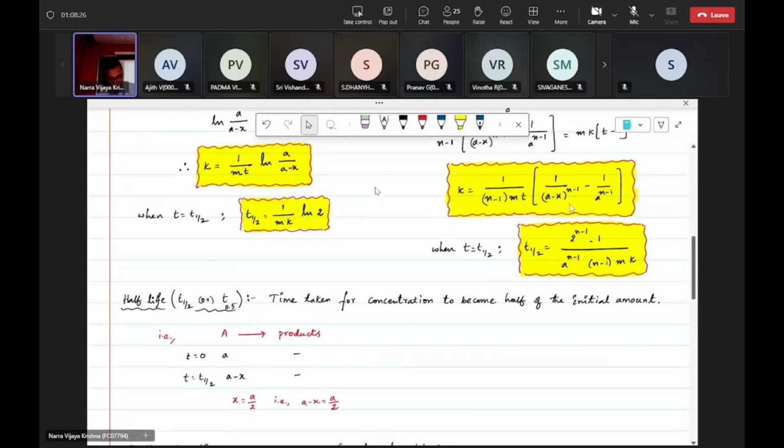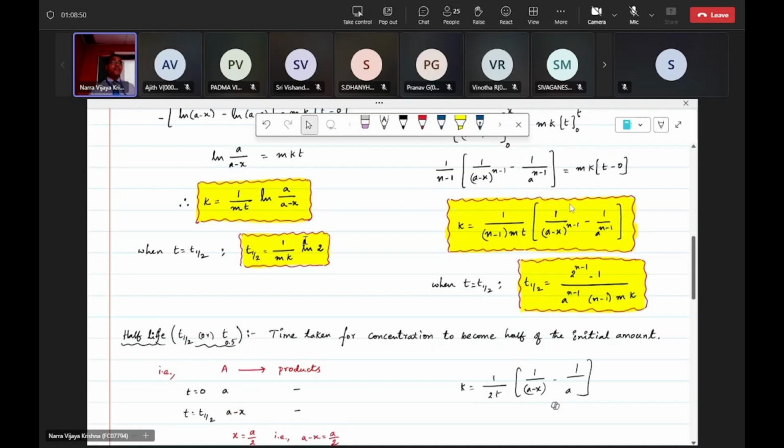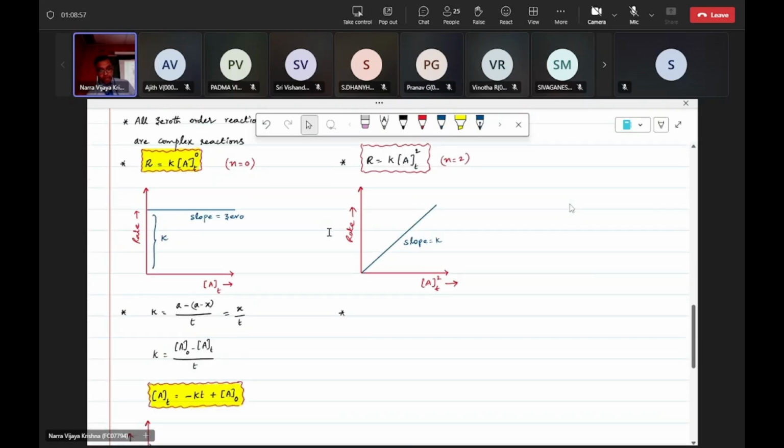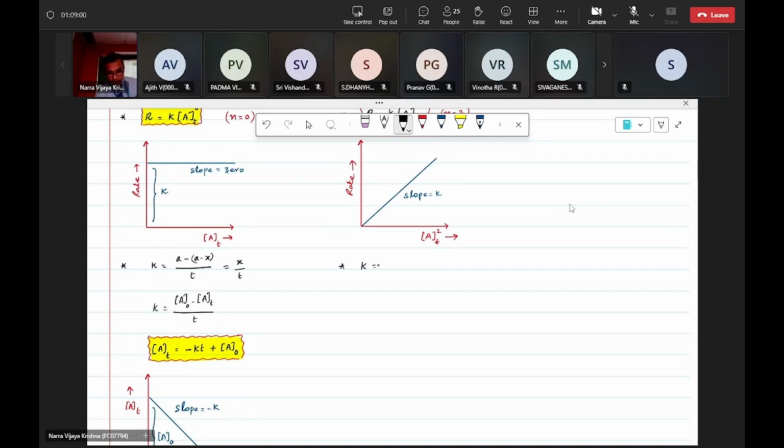Tell me the equation. K equal to 1 upon 2t into 1 upon (a minus x) power 1 minus 1 upon a power 1. Any questions in it? Right? No confusion now. Now tell me, k equal to 1 upon 2t into 1 upon a minus x minus 1 upon a.